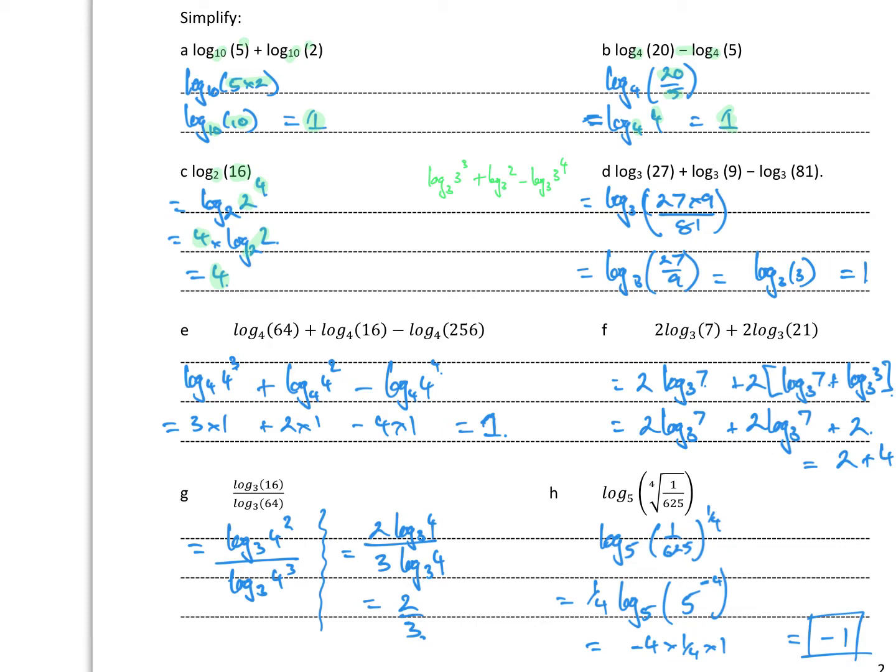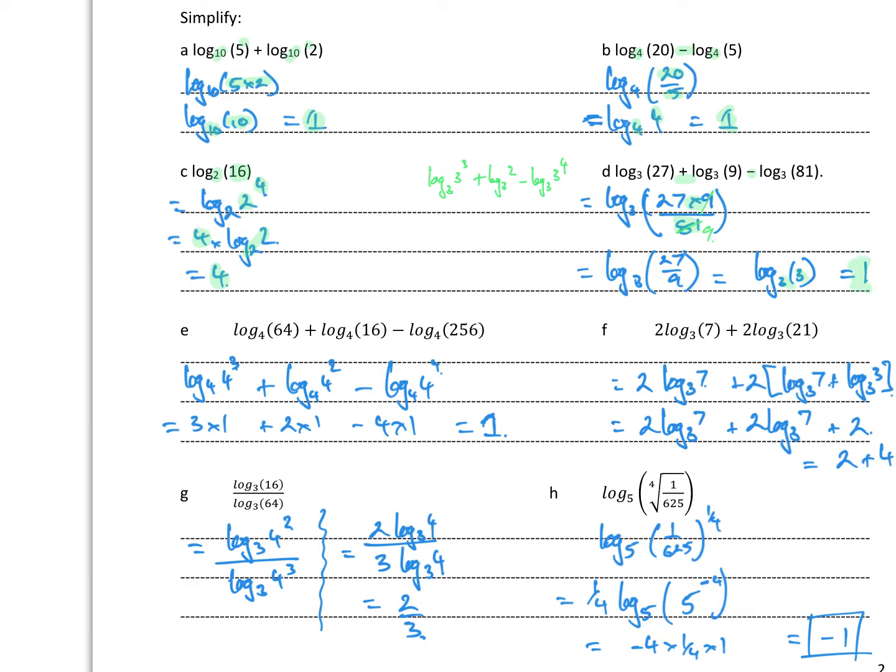Again, the bases are the same, so I've got an addition, so I can multiply. I've got a subtraction, so I bring that in as a division. And now if I use just a little bit of fraction, 9 goes into 81 9 times, so I end up with 27 on 9, which of course is 3. And again, log base 3 gives me a 1.